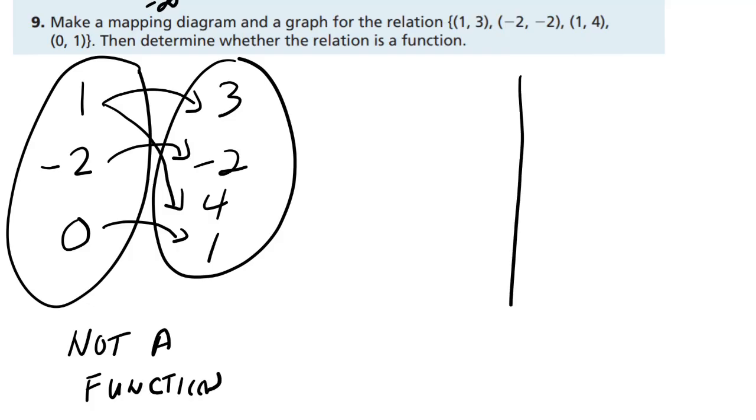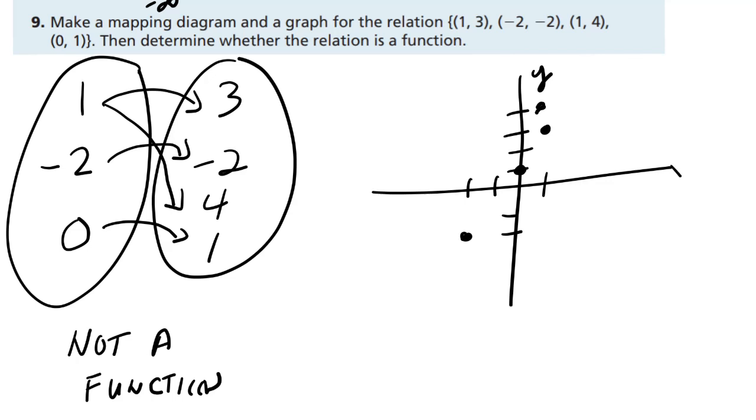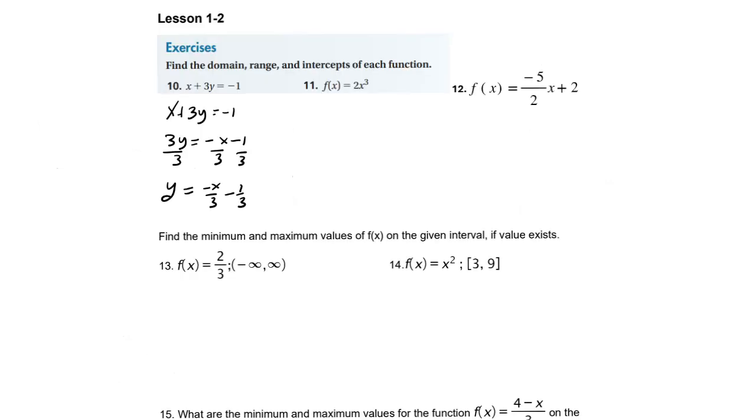Now, if you want to make a graph, you have 1, 1, 2, 3. So there's your dot. -2, -2. So here's your dot. 1, 4. Here's your dot. 0, 1, and here's your dot. So there's your 4 points. And this is the y-axis, and this is the x-axis.